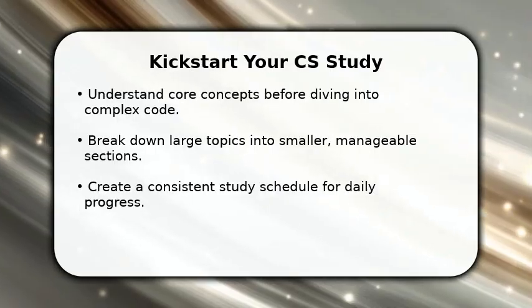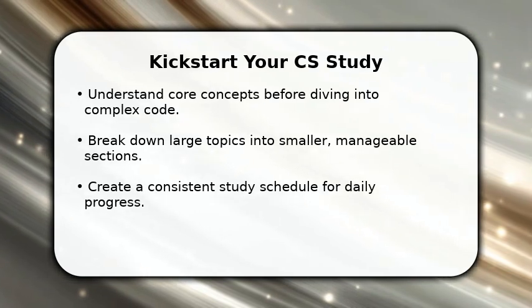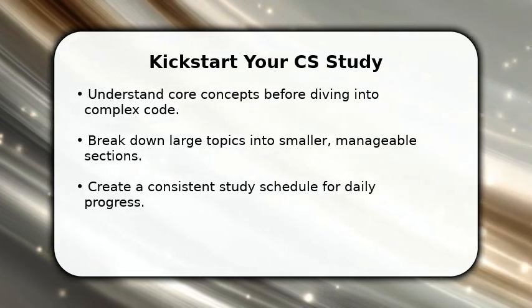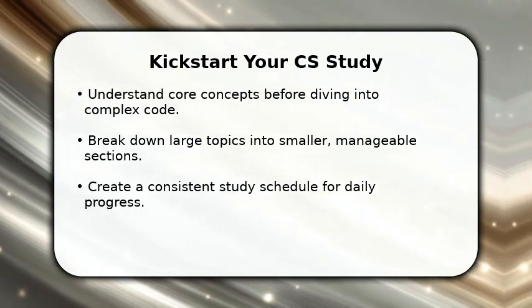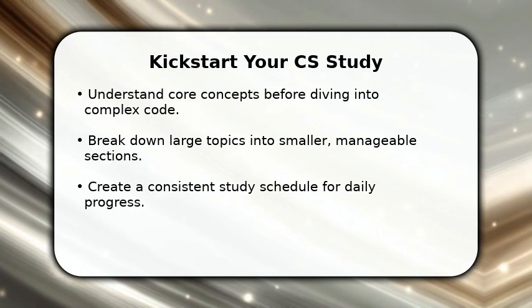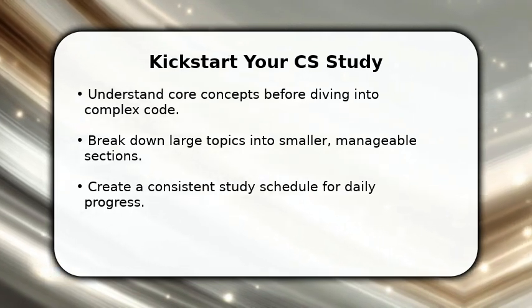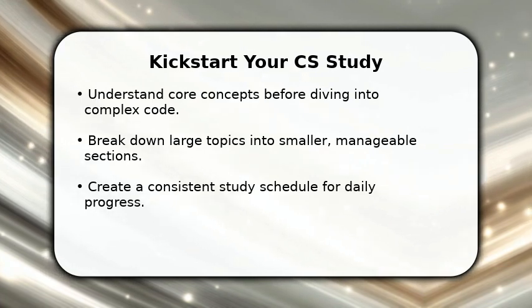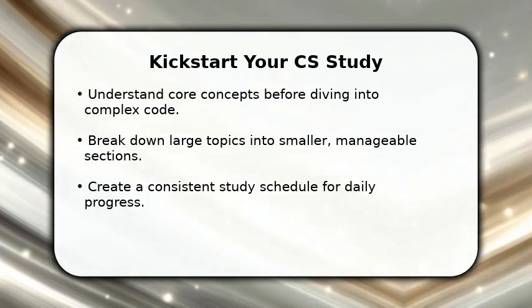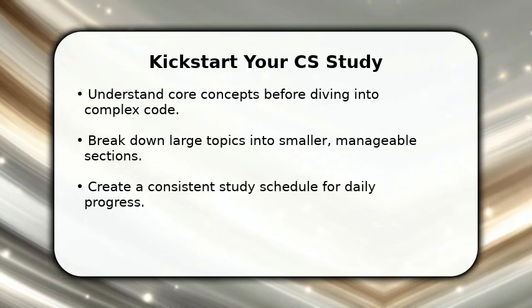In this video, I will explain how to study for computer science. To begin, focus on understanding the fundamental concepts thoroughly. Computer science builds upon foundational knowledge, so a strong grasp of basics like data types, variables, and control structures is crucial. Break down complex topics into smaller, digestible parts, tackling one concept at a time.